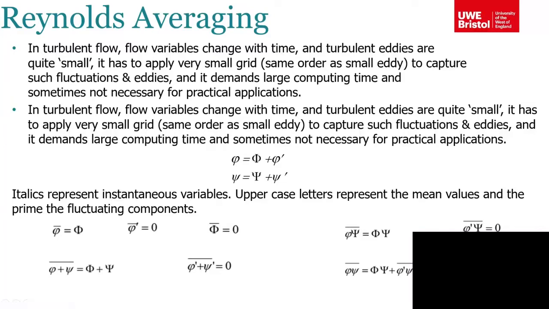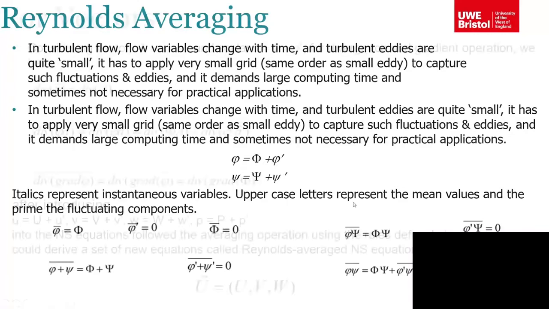So in turbulent flow, variables change with time. Turbulent eddies are quite small. So if you were to capture turbulence, your grid has to be really small. Then you have what are called the mean velocities, and then you have what are called the Reynolds stresses.